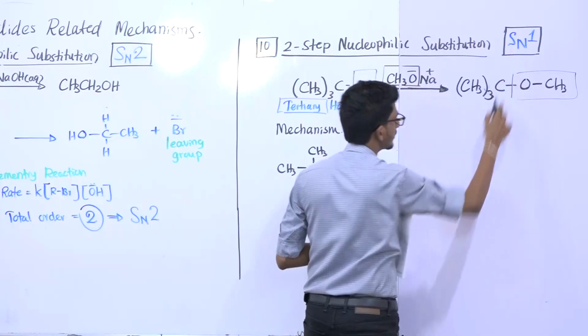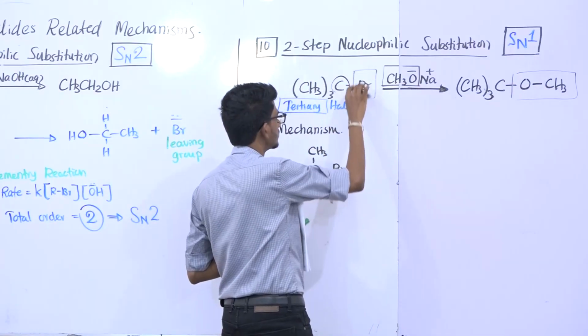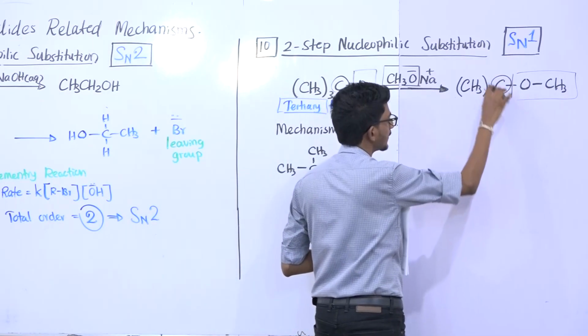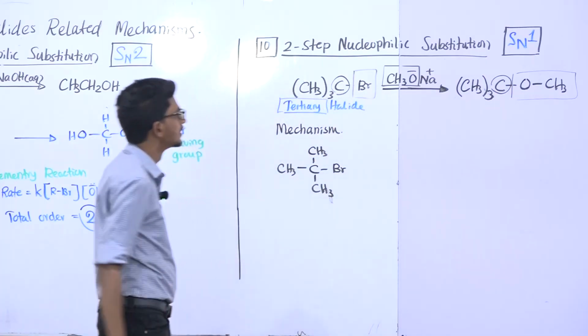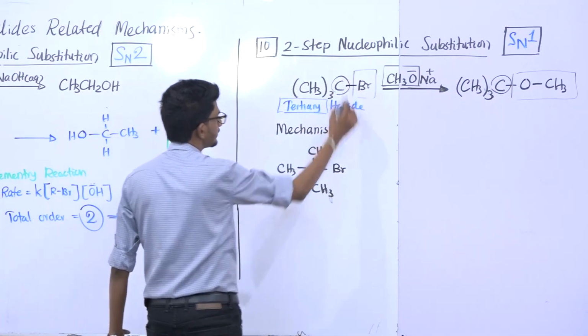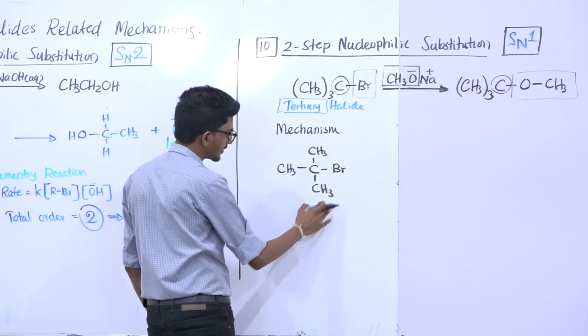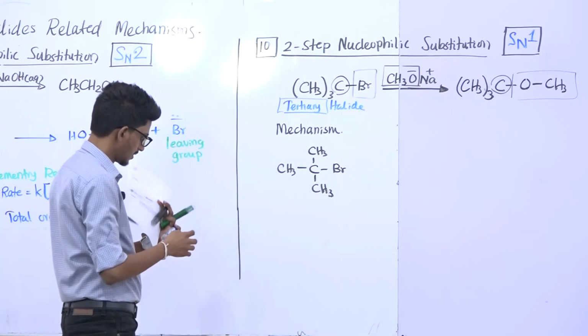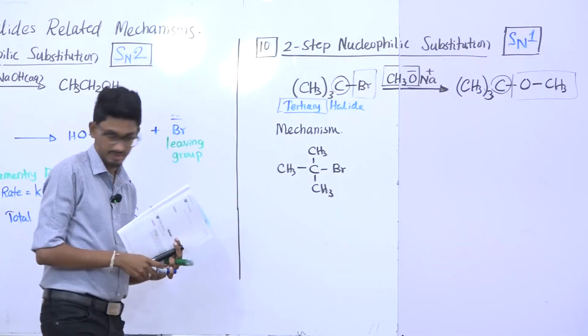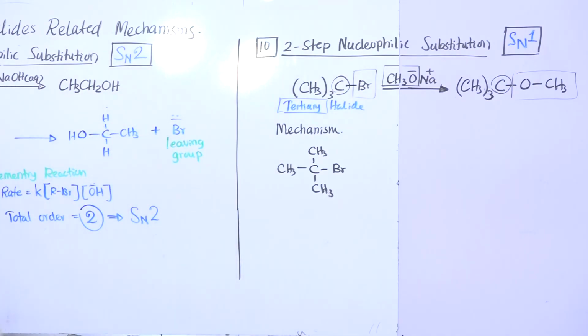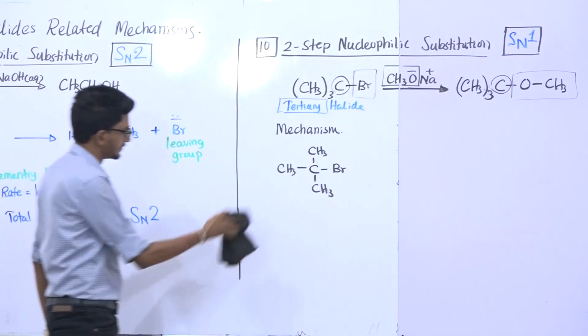This is a new thing formed. This is the carbon involved in bond breaking and bond forming. Okay, so what happens? First the leaving group leaves. So I come with a different color. First the leaving group leaves, forming a stable carbocation.